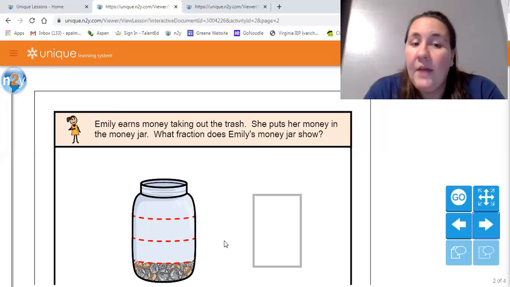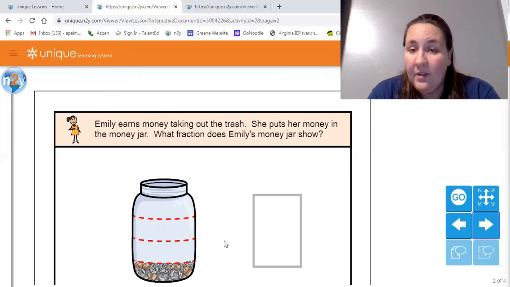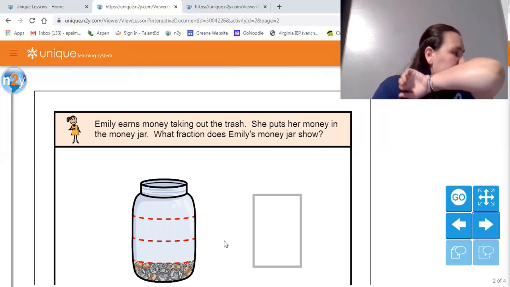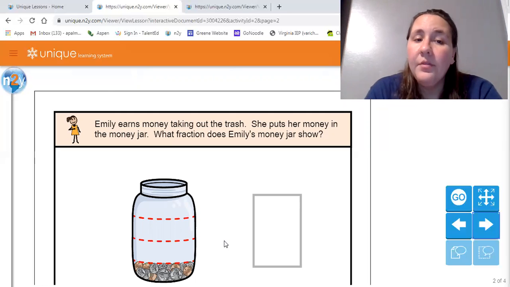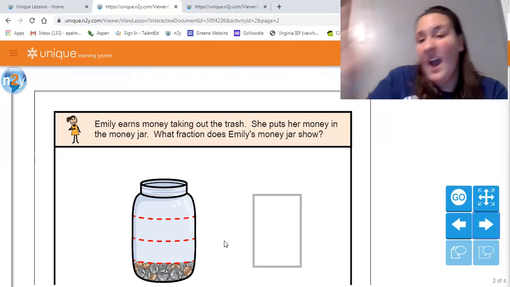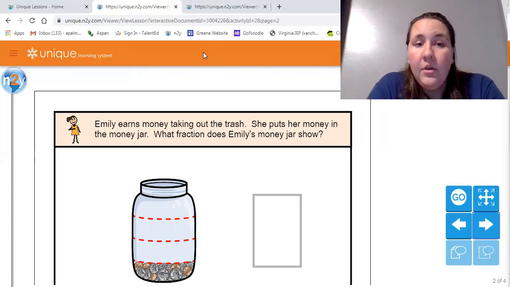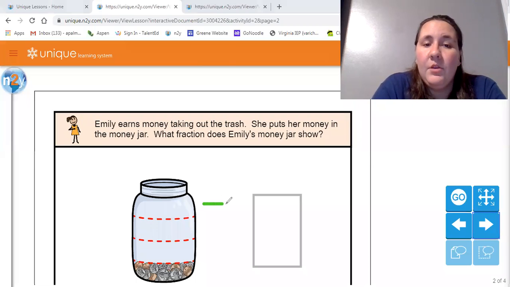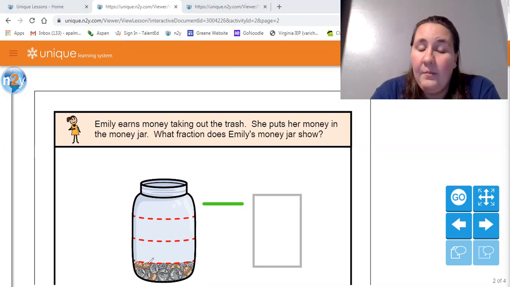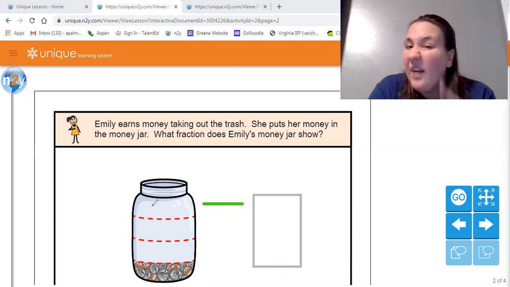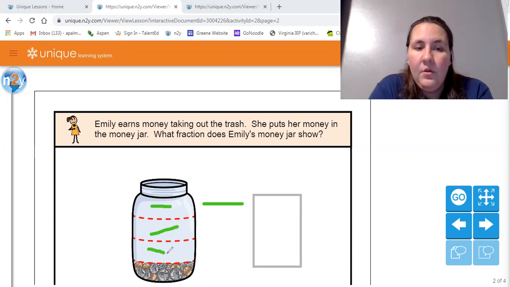So last time we counted how many pieces we had first. The other way you could do it is you could count how many are in your whole first and then count how many pieces there are. So let's try that first. If I was going to write this fraction, I need to know how many pieces are all together in my jar. So I'm going to start at the top and go down, and I want to hear you counting with me. Ready? 1, 2, 3, and 4.